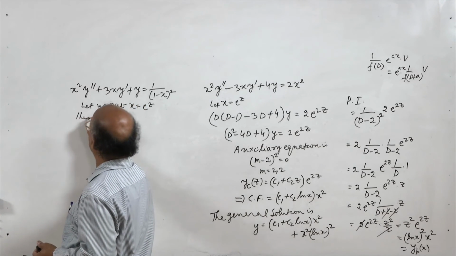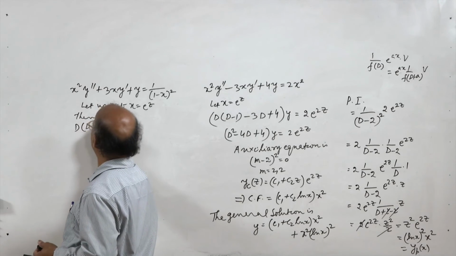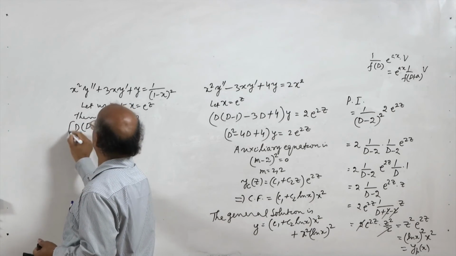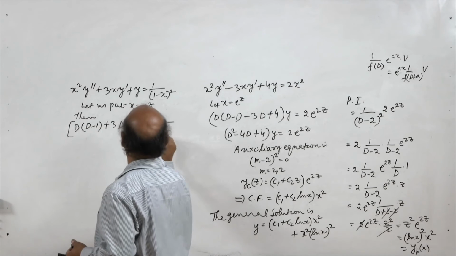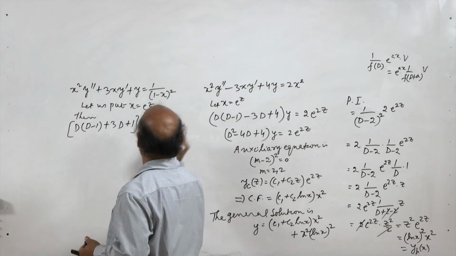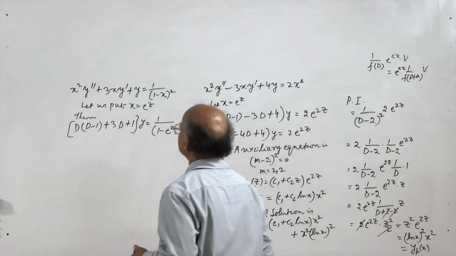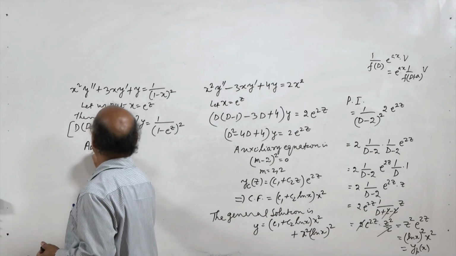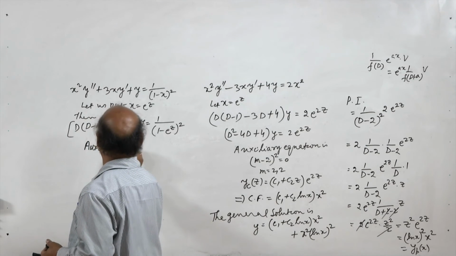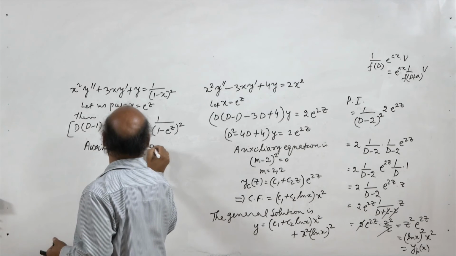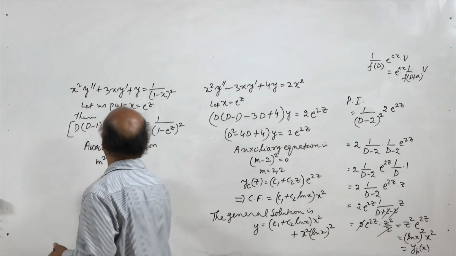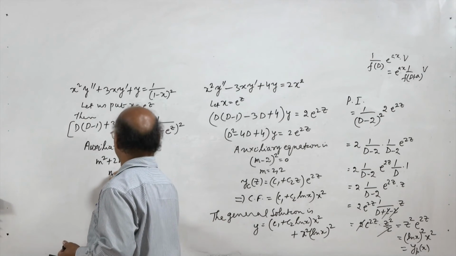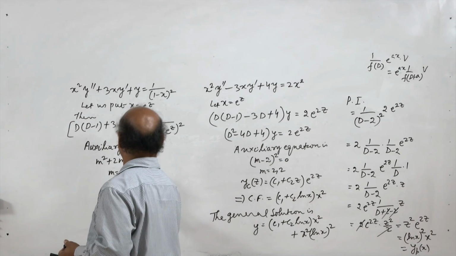So then D into D minus 1 plus 3D plus 1, y equal to 1 over (1 minus e to the power z) whole square. Now this is D square minus D, so we have D square plus 2D plus 1, so the auxiliary equation is m square plus 2m plus 1 equal to 0, which gives m equal to minus 1, minus 1.